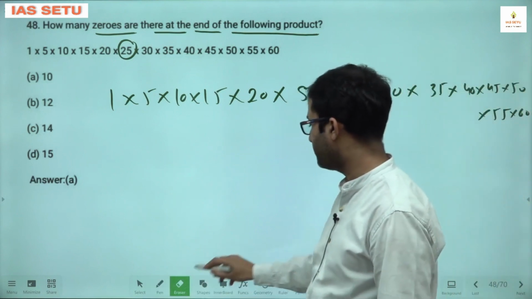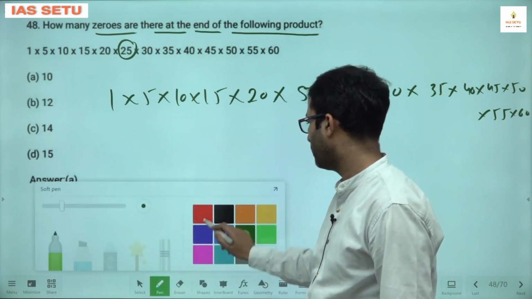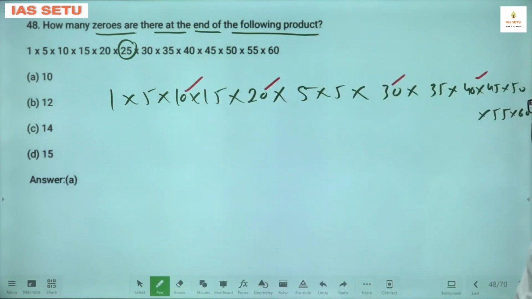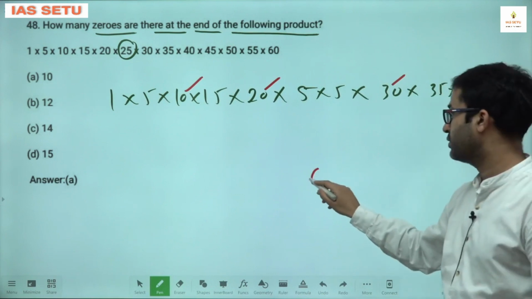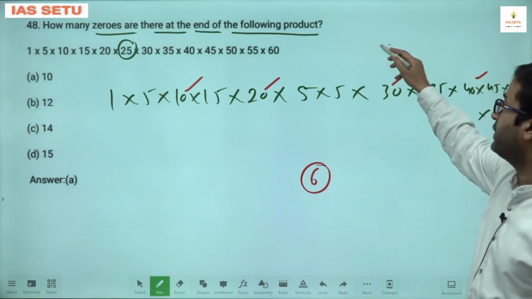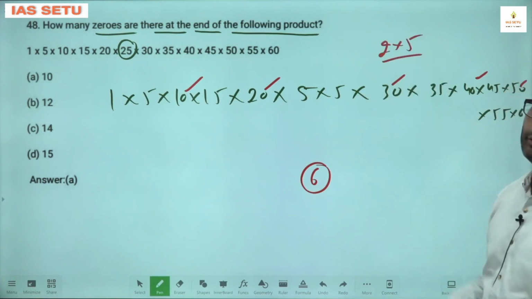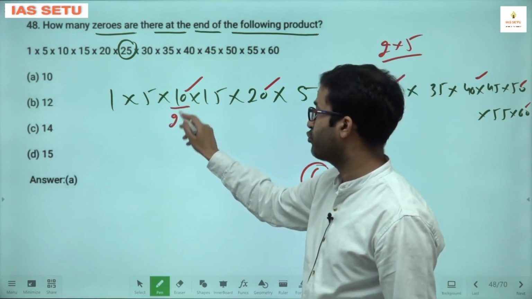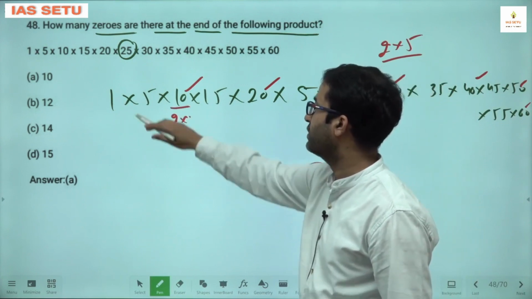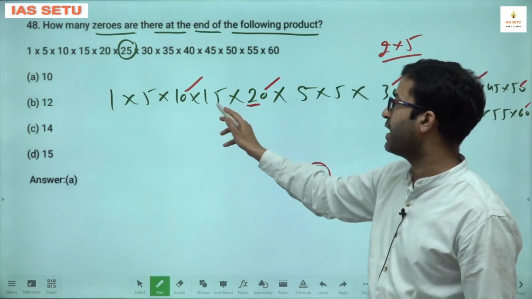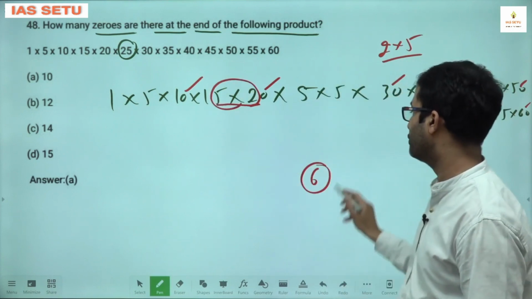So here first direct 0: 1, 2, 3, 4, 5, 6. 6 zeros here. But whenever we multiply 2 and 5, that gives one extra 0. So this is 1, 2 we get here. Like we have already taken the 0, so take 2 from this and you take any of the 5. One more 0.